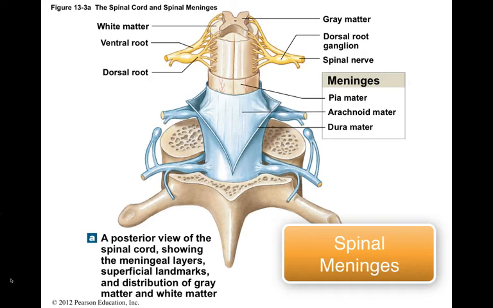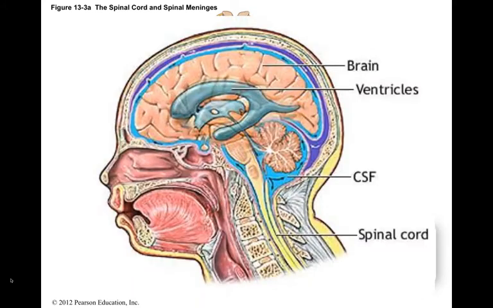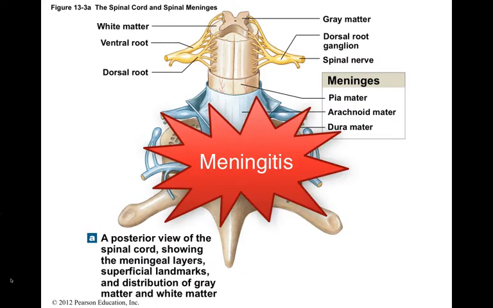The spinal meninges consist of three layers: the Dura Mater, the Arachnoid Mater, and the Pia Mater. At the foramen magnum of the spine, the spinal meninges are continuous with the cranial meninges which surround the brain. A bacterial, viral, or fungal infection can cause meningitis, or inflammation of the membranes of the meninges.